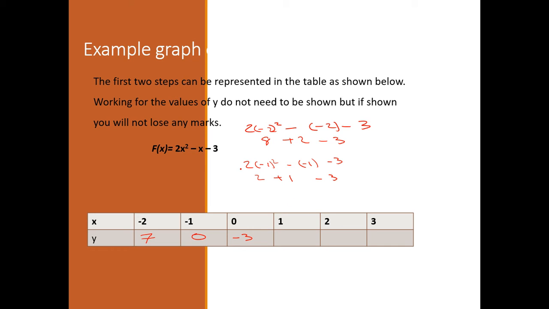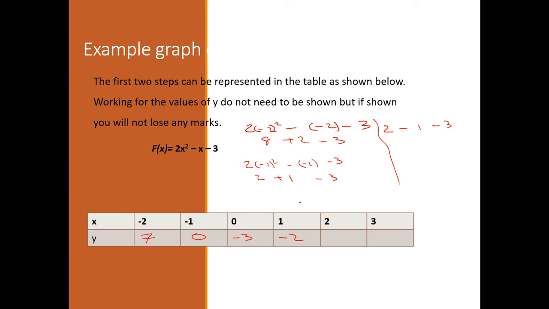When our x is 1, we have 2 times 1 squared, so it will be 2, and minus 1, minus 3. So we'll have a minus 4, and add that to a 2, we'll have a minus 2.